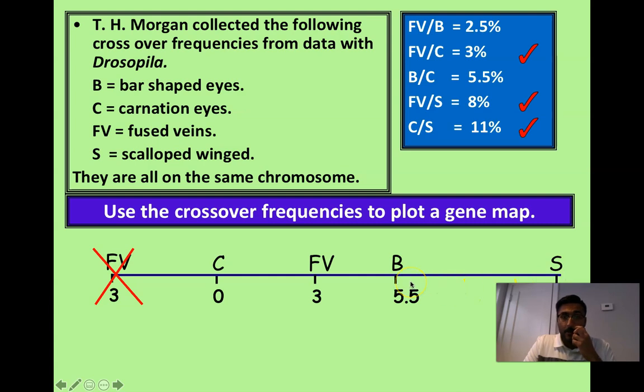And so if I know that it's 5.5 from here to here, then I should be able to determine the difference between the distance of FV and of S, which they are telling me is 8 map units total. So by adding and subtracting all these locations, I should be able to determine which is closest to which and which is furthest away from which.